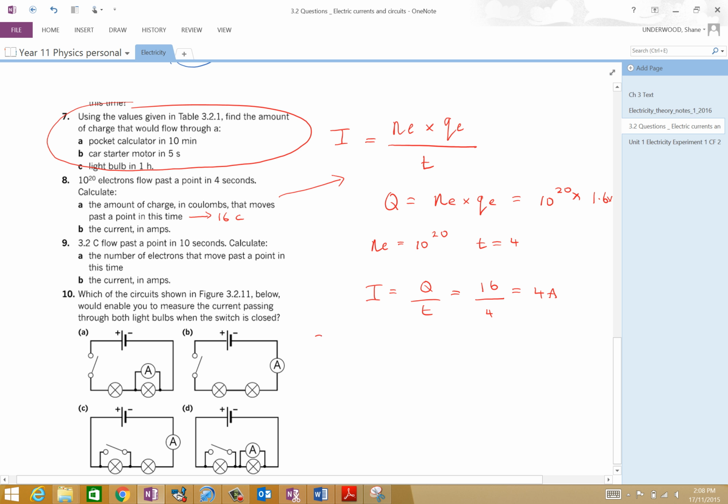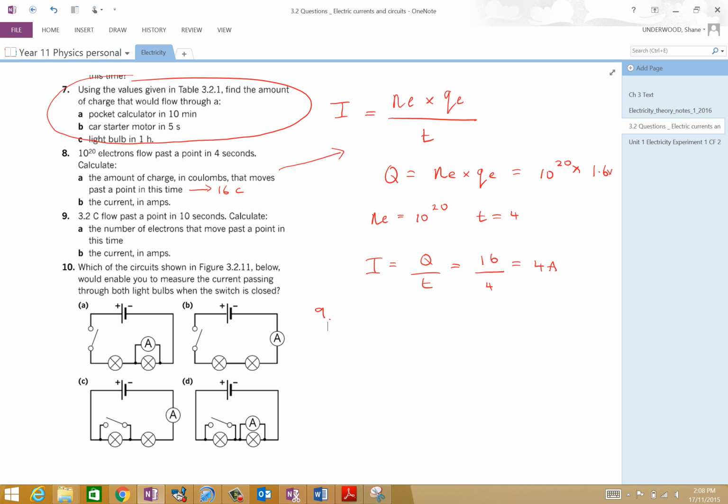Question 9. 3.2 coulombs flow past a point in 10 seconds. Calculate the number of electrons. Well, we want to refer to this formula, and I can rearrange that formula as the number of electrons is equal to the current times the time divided by the charge of an electron. We know what this is. This is a constant.